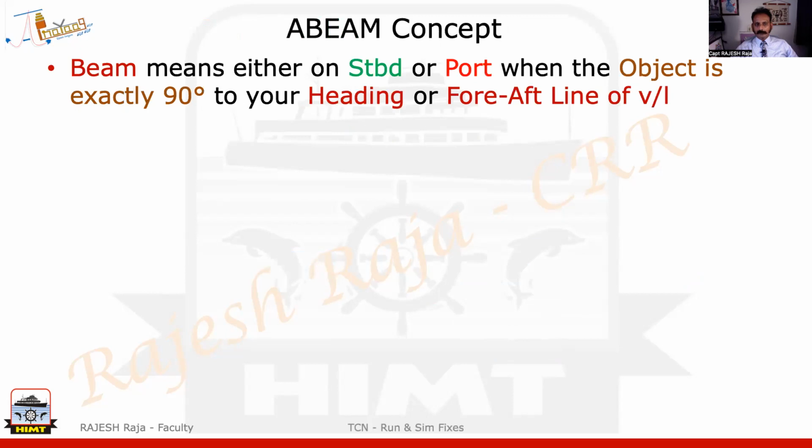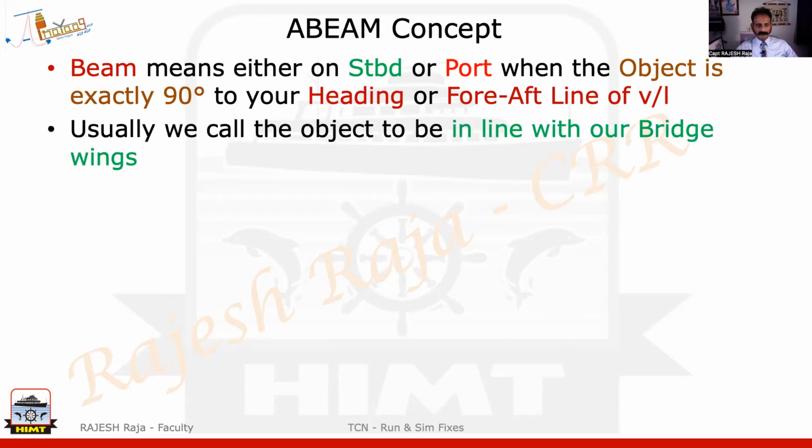Please remember, beam means either on the port side or starboard side, when that object of interest, which could be another vessel or a lighthouse, is exactly 90 degrees to your fore and aft line, which is your CTS. This is why I said beam is always perpendicular to your CTS, so plus or minus 90. Usually we call this on board as in line with our bridge wings. I'm going to show you a picture of bridge wings also, just for you to understand.